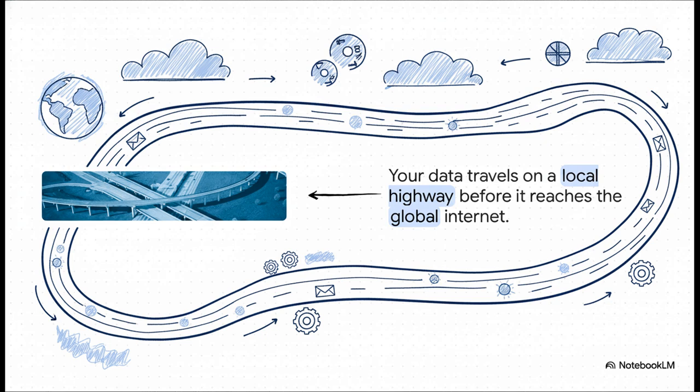So before your request for a YouTube video or a web page even touches the huge global internet, it first has to travel on these local roads. Ethernet is just the set of rules for this local highway system, making sure every little piece of data starts its journey smoothly and gets to the right exit ramp.